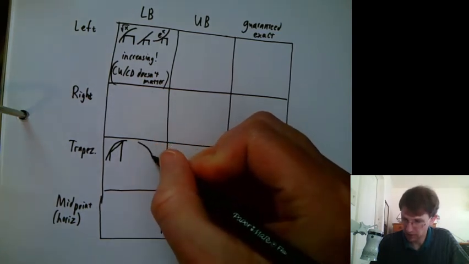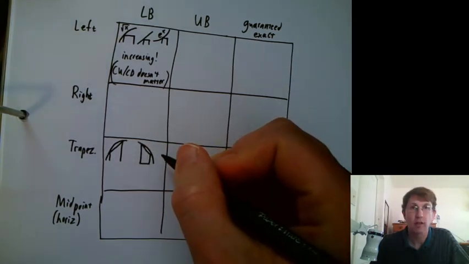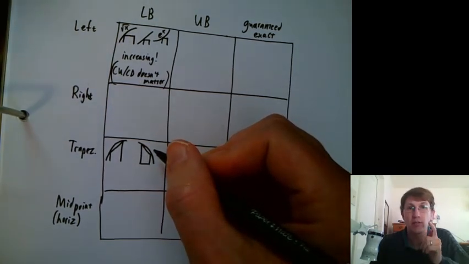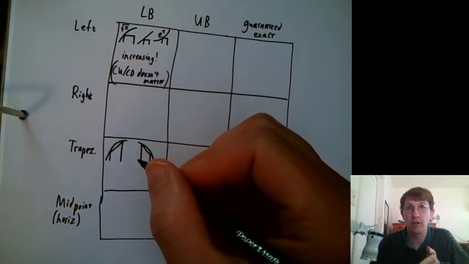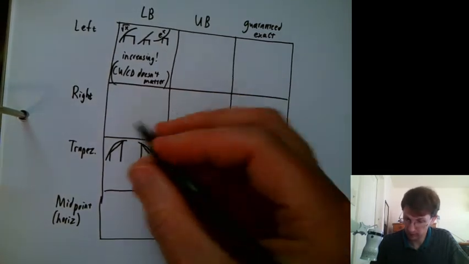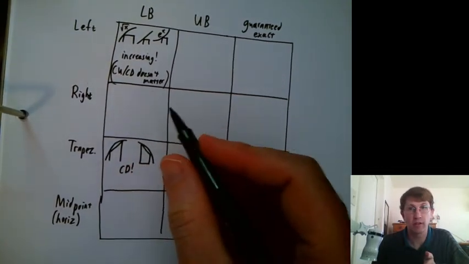So hopefully you came up with a curve like this, which is concave down still, but decreasing. So the important part here seems to be concave down, but increasing or decreasing doesn't matter.